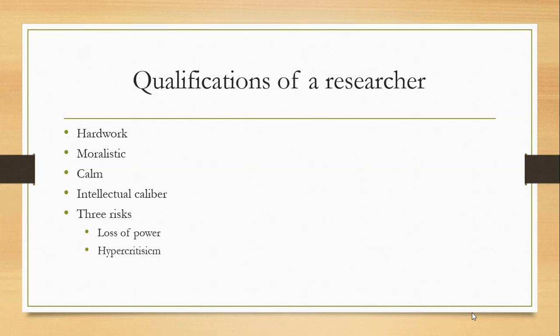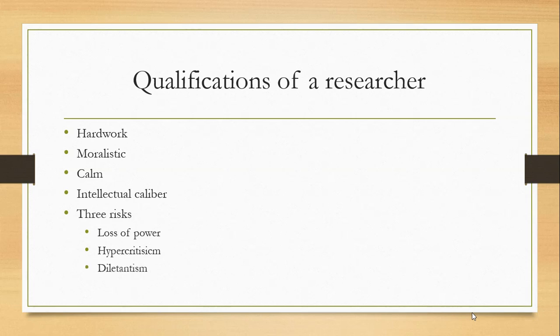Second risk is hypercriticism. What does this mean? You as a researcher have got a lot of materials. Instead of looking at the materials in a balanced way, you start seeing danger in it. You start criticizing it. You look into each of the resources critically, hypercritically. So this is called hypercriticism. So this is also a risk.